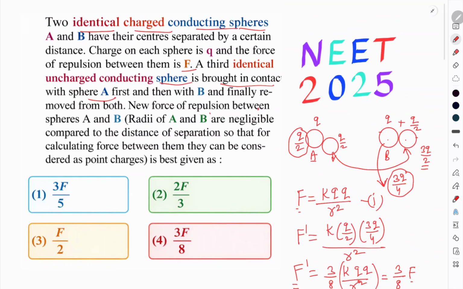From the options we can check 3 by 8 F. It means the fourth option is the right answer.